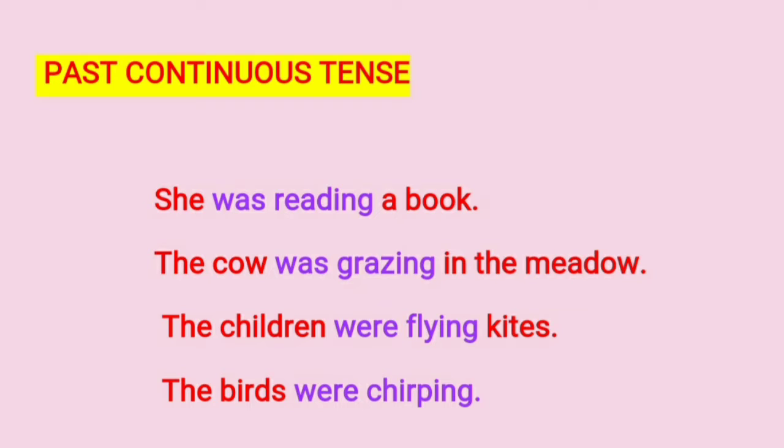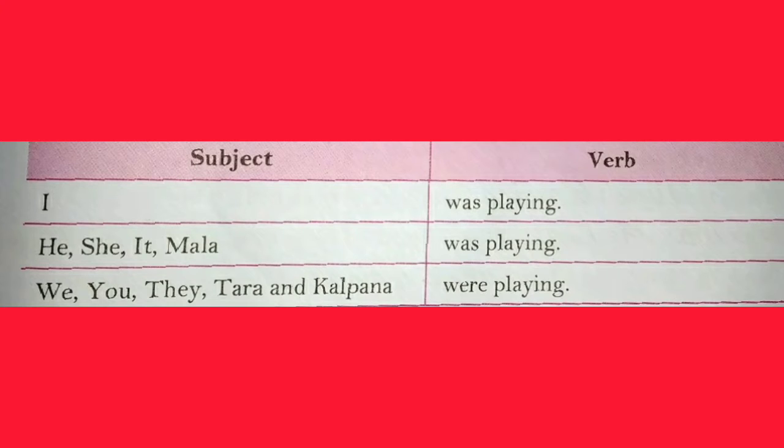We use was with singular subjects and with I, and were with plural subjects. And remember children, we use ing with the base form of the verb in all the continuous tenses. In the present continuous tense, we use am, is, are, and in the past continuous tense, we use the past tense of is and are, that is was or were.